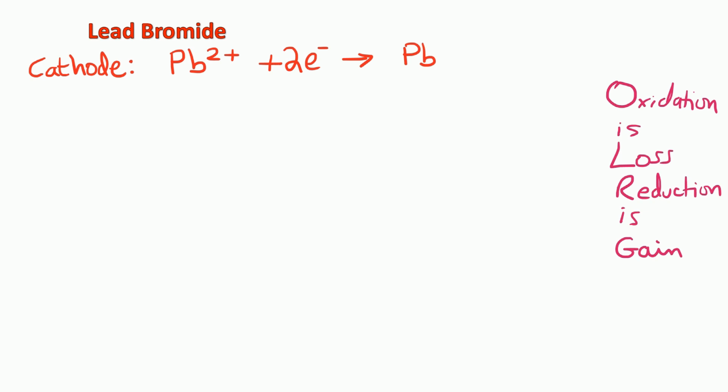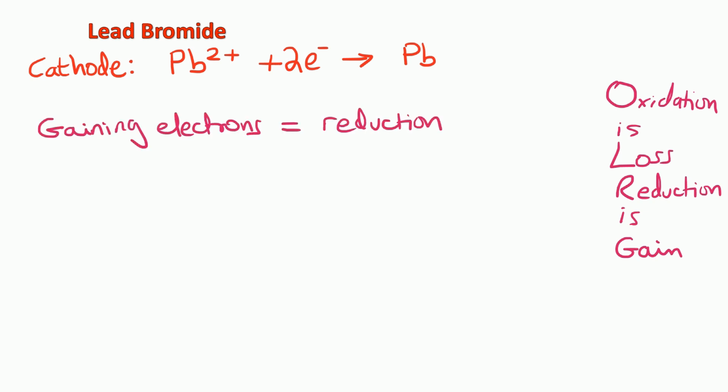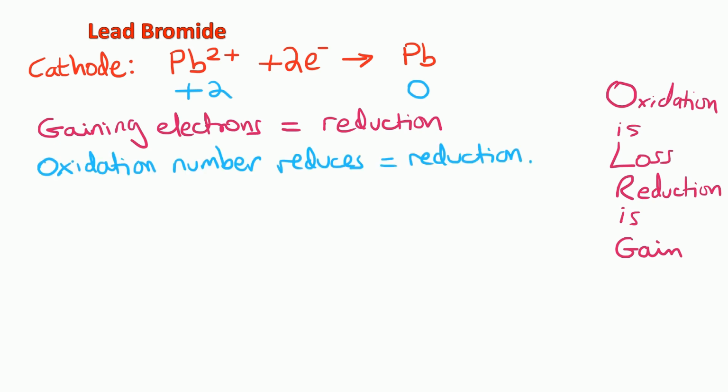Or we could think about the oxidation numbers. The Pb2+ is a +2 and the Pb is 0. So the number is reducing, so that's reduction. So we get the same answer using a different method. At the anode, we've got bromide ions changing into bromine atoms. So this time the electron goes on the right, so that we've got 1- on the left and 1- on the right. And bromine is also a halogen, so that will go round in pairs. So we need to double up.